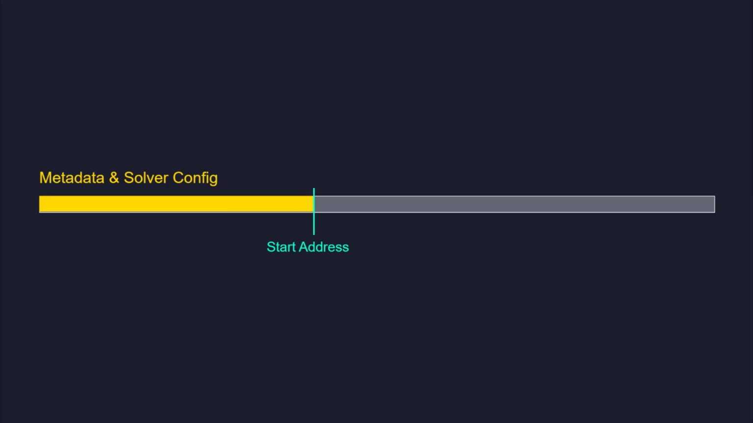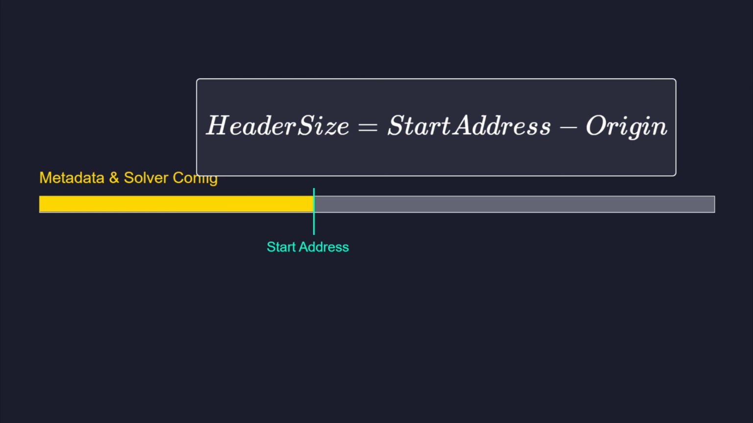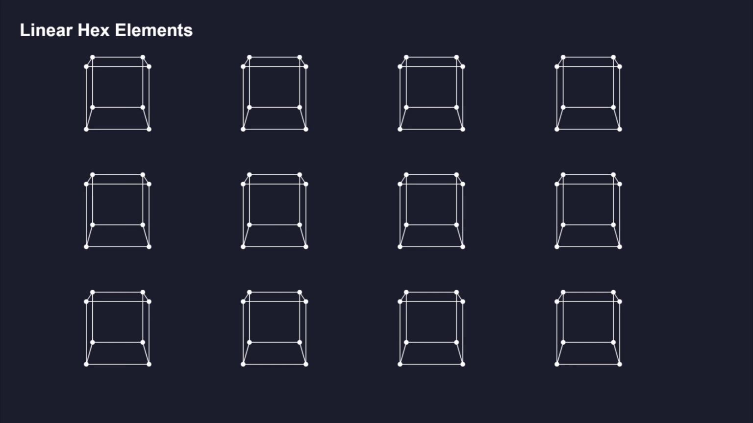Calculate the header size by finding where the first repetitive data pattern begins. Subtracting the start address from the file origin gives you the exact byte count dedicated to metadata and solver-specific configuration strings. This constant offset is the foundation of your automated extraction script.